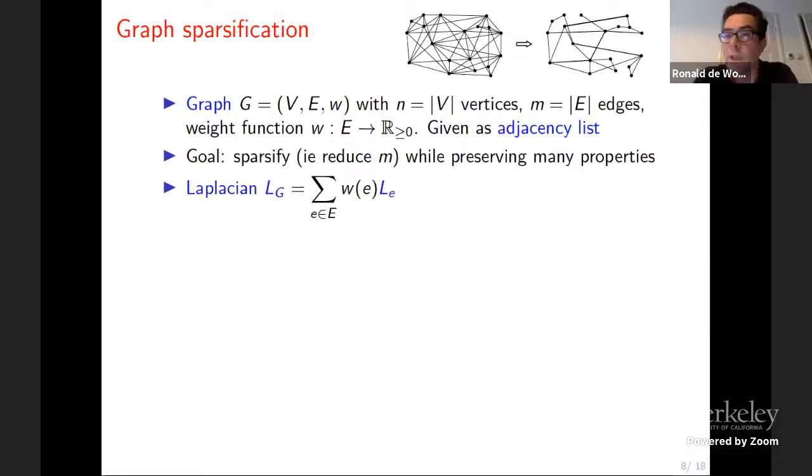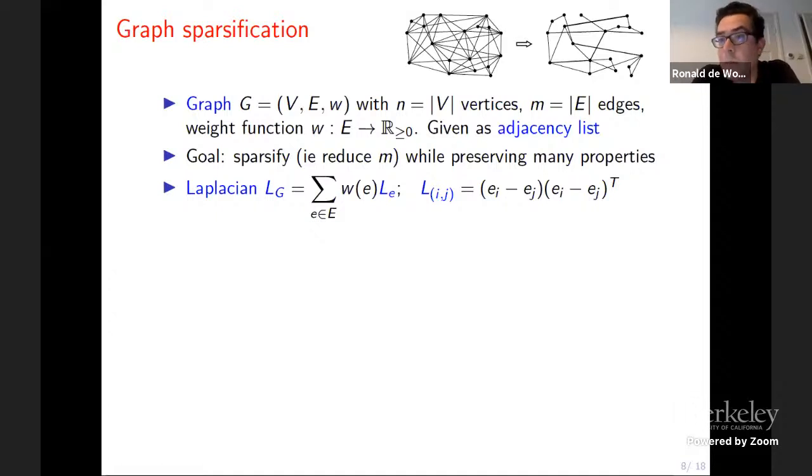And what does it mean to preserve many of its properties? The kind of things that we will preserve of the graph will be spectral properties. And the spectral properties of the graph are very nicely codified in an n by n matrix that's called the graph Laplacian. The graph Laplacian of the graph G is going to be the weighted sum of the Laplacians of the individual edges in your graph. So it's going to be a sum of m different weighted matrices. And the Laplacian of one particular edge, let's say the edge ij, is going to be this rank 1 matrix here. I don't want to really give an intuition for why the Laplacian is a good representation for a graph, but it is a very natural one.